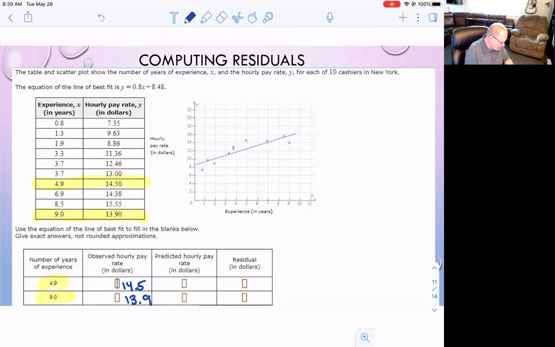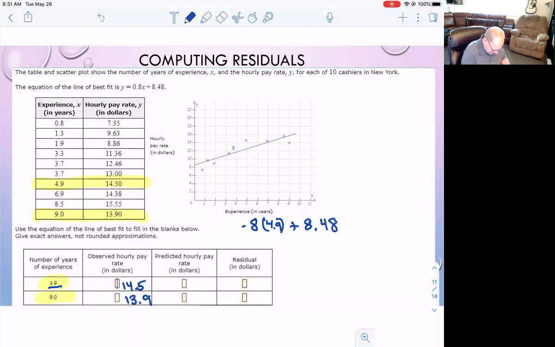Now we have to use our equation, which is 0.8x plus 8.48. In the first line, we're doing it for 4.9, so we put 4.9 in instead of x. So -8 times 4.9 plus 8.48 equals -30.72. Did I do something wrong?